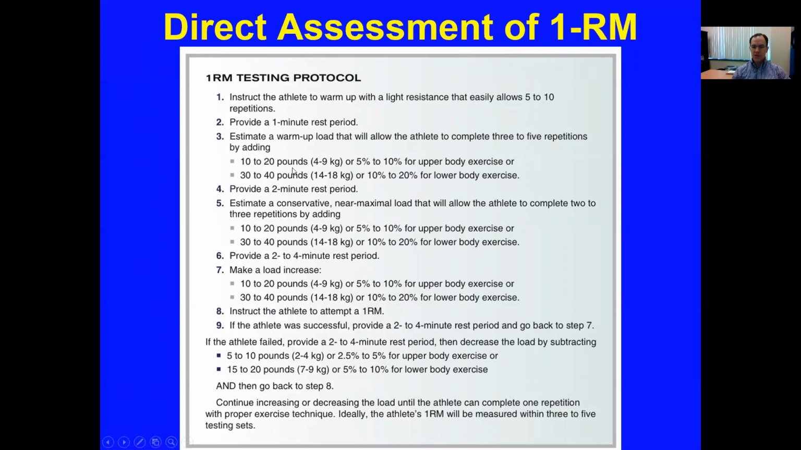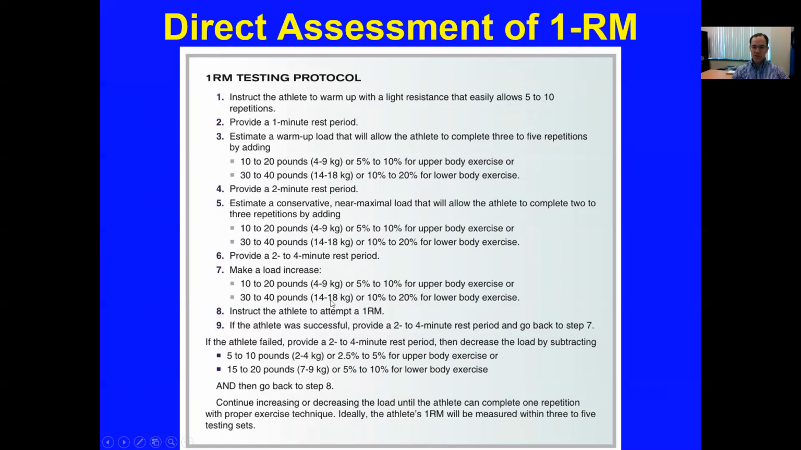As you can see, if it's going to be an upper body exercise, you increase by 10 to 20 pounds, and then lower body 30 to 40 pounds. Again, have them do 3 to 5 reps. Then they rest again. Then they repeat, you add some more weight, do 3 to 5 reps. Then you provide some more rest period. And then you make a load increase.